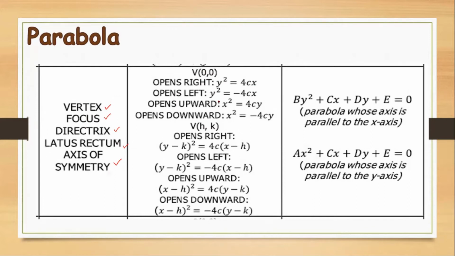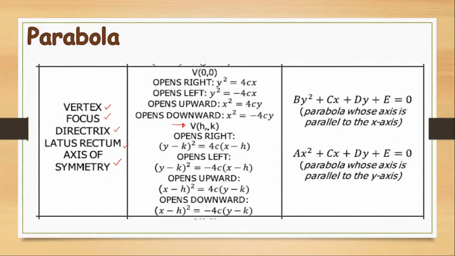Then, if it opens to the left, we have y squared equals negative 4cx. Then, if it opens upward, we have x squared equals 4cy. And if it opens downward, then the equation will be x squared equals negative 4cy.